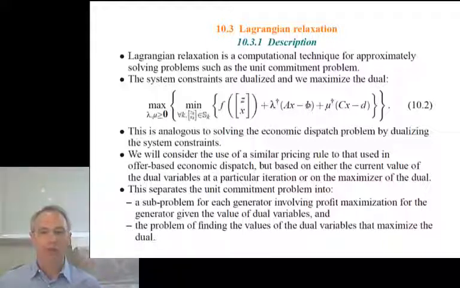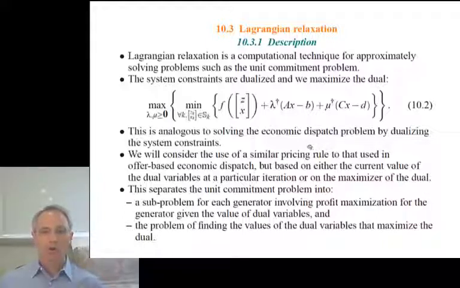Lambda corresponds to the Lagrange multipliers on the equality constraints, mu corresponds to the Lagrange multipliers on the inequality constraints and is required to be non-negative. We maximize over lambda and over non-negative mu the minimum over z and x of the Lagrangian. This is analogous to solving the economic dispatch problem by dualizing the system constraints.